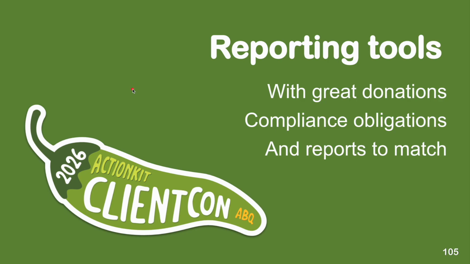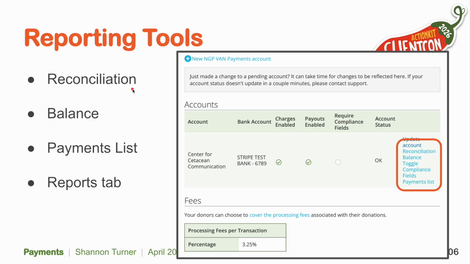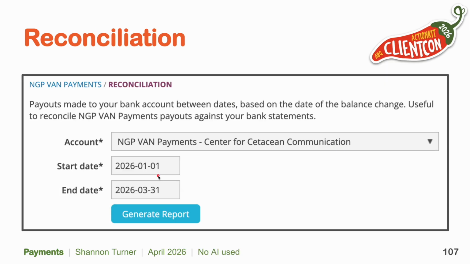Next up are our reporting tools. I'm going to show the reports that are available from the reconciliation, balance, and payments list links here. But of course, you can also create your own reports via the reports tab if you like. Remember that these donations that are made are just like any other donation in ActionKit. So you have the same reporting tools available to you. These ones are just special to the payment system.